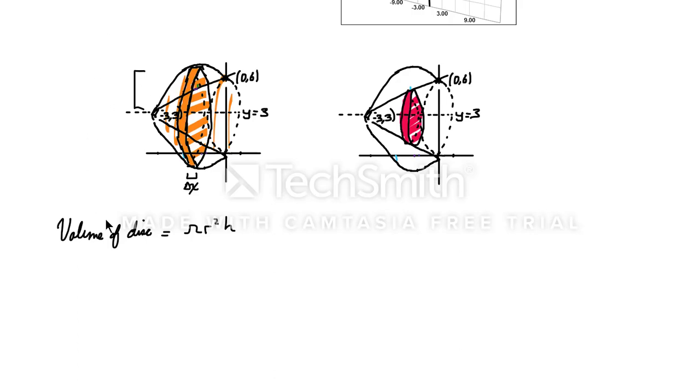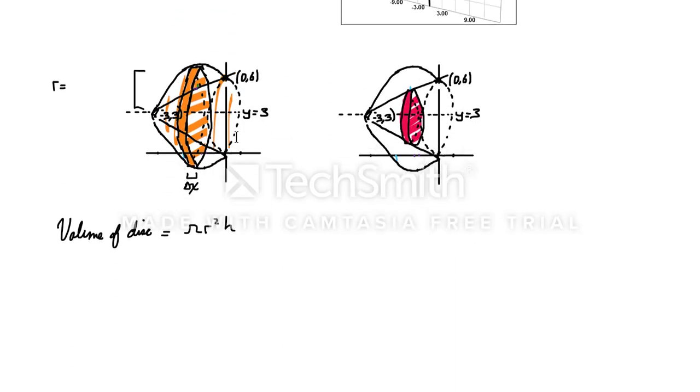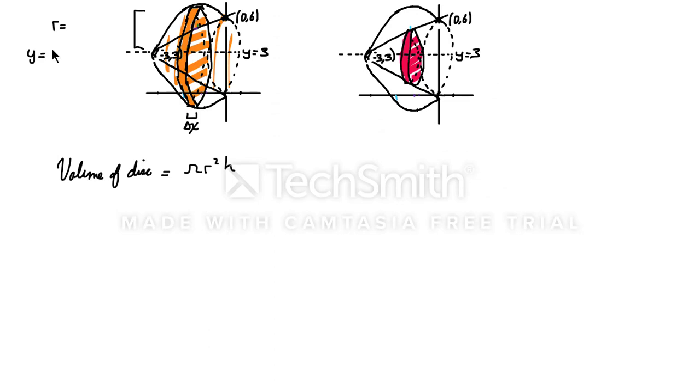But the radius is where we have to be careful. The radius is given by this distance, but it is not the height of the function. It was in the previous problem, but this time it's going to be the value of the function y equals 6 minus 2x minus x squared, minus 3, to represent the fact that we do not want to count everything that falls below this line, only the curved part above it. So that does most of the legwork in terms of solving this problem. This is the main difference.